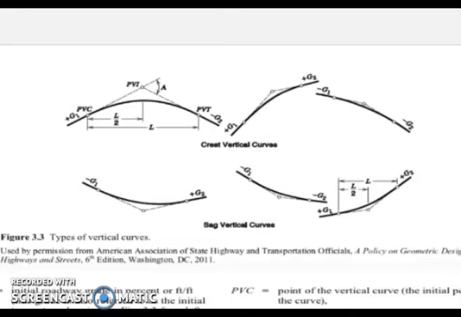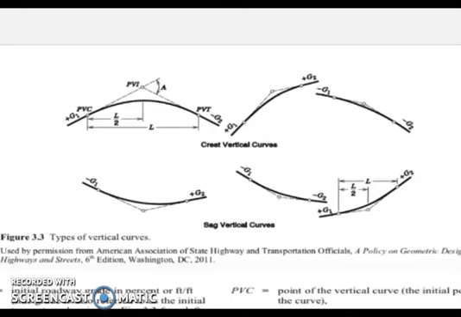You have your G1, which is the initial grade of the roadway. You have the G2, which is the final grade of the roadway. Then we have our PVC, which is the initial point of the curve. PVT is the final point of the curve. And we have PVI. PVI is the intersection between the two grades, the final grade and the initial grade.